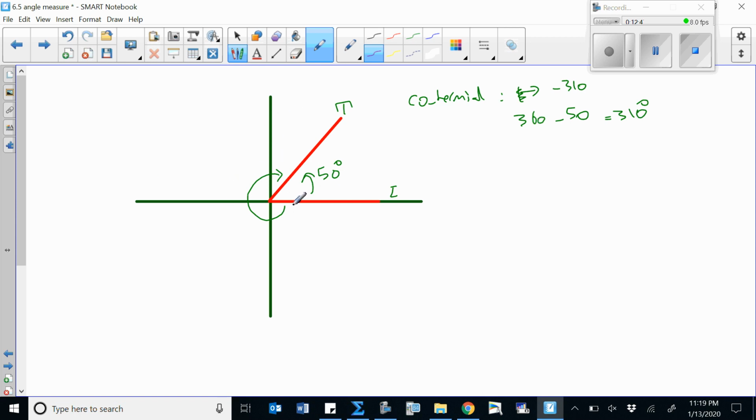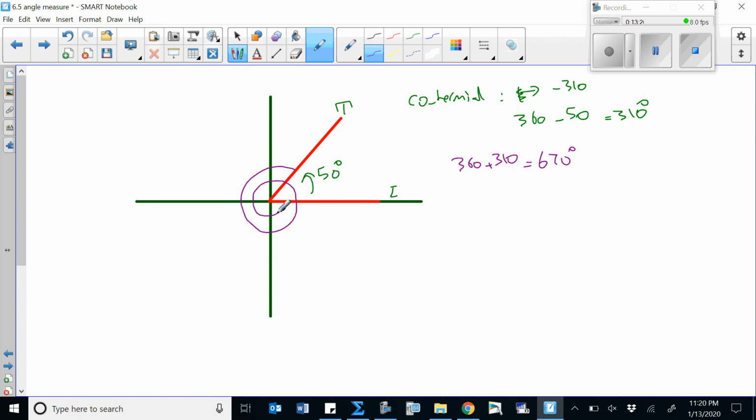So I start from here. Let me erase this. I start from here and go here. I'm not going to stop at this point. Just continue my way and just go and continue and stop this time on the terminal side. So what is the measure of this angle? 360 plus 50, which will be 410 degrees. This is also another coterminal angle for 50.